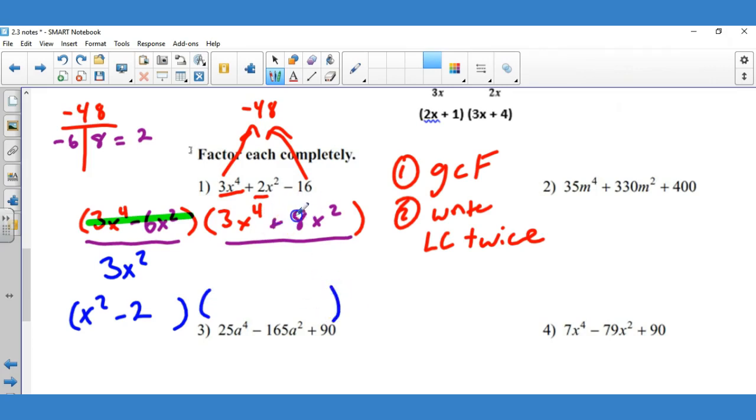And then on this side, you're going to do the same thing. Find the GCF. Well, that's going to be x squared. So 3x to the 4th divided by x squared is 3x squared. And 8x squared divided by x squared is 8. So guys, this right here is your factor of this. What's your factor?